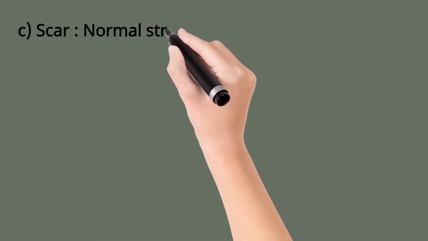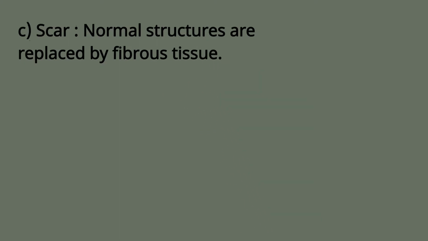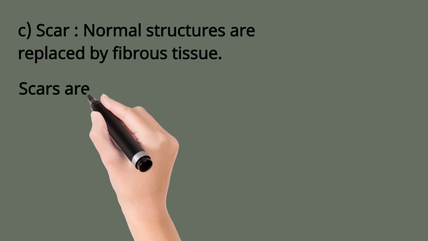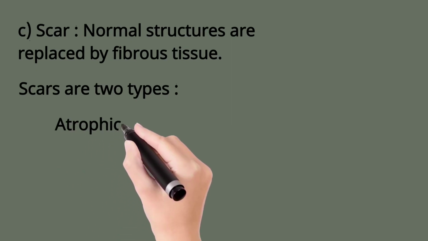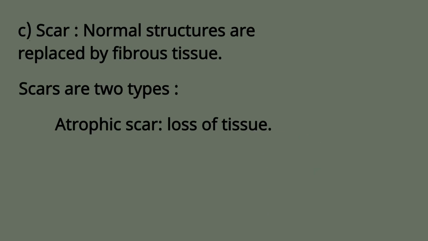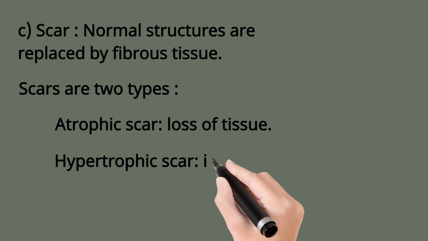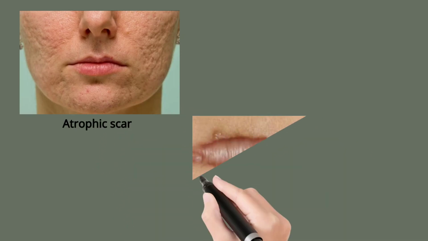In scars, normal structures of skin are replaced by fibrous tissue, which is not laid in an organized fashion. The normal skin markings are hence lost in a scar. Scars are of two types, atrophic scars and hypertrophic scars. Atrophic scars are characterized by loss of tissue and hypertrophic scars are characterized by increase in fibrous tissue. This is the image showing atrophic scar in acne vulgaris and hypertrophic scar of keloid.